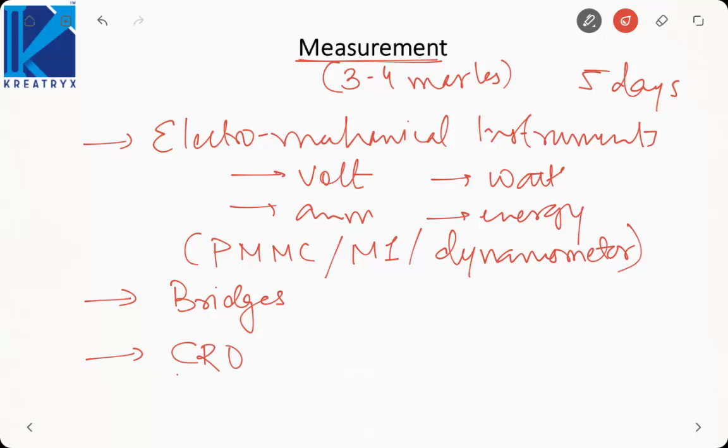Next is CRO. In case of CRO, you must memorize the functioning of each and every part. What is the purpose of every part in a CRO? And then you must understand how to draw the Lissajous pattern. These are the important topics in measurement. Okay. So dedicate 2 days to electromechanical instruments, then 1 day per topic in the other chapters. Digital instruments is not very important. In digital instruments, just understand the 4.5 digit display or digital multimeter.